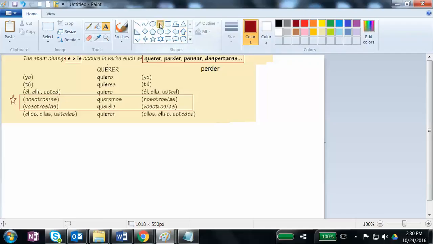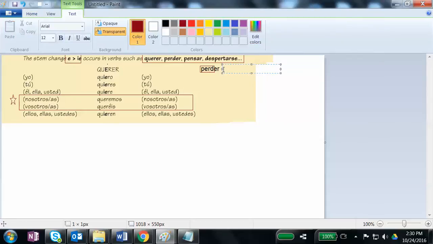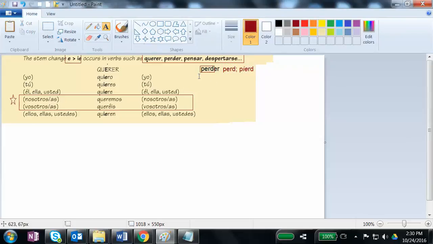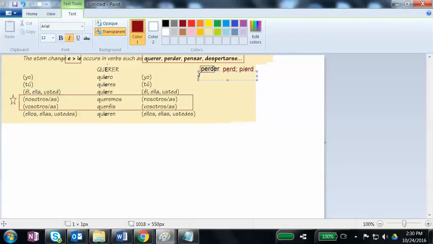That means that this stem right here, sometimes we're going to use the regular for nosotros and vosotros. We're going to use the original stem, which is perd. And sometimes we're going to take that E, because it's an E to IE, we're going to get rid of that E and replace it with an IE. So for everywhere but nosotros and vosotros, we use the changed one. So here I'm going to need pierd, pierd, pierd. Here I use the regular one, and here I use the change again. Okay, and then I just add my ER endings.